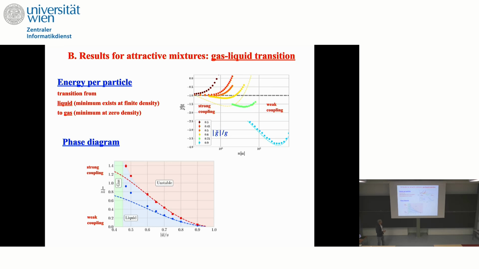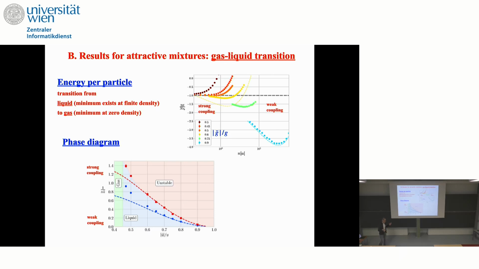Now, what happens instead for attractive mixtures? So when eta is negative, so you have attraction between the two components. Here we see that we have a transition from a gas, where the minimum exists at zero density, to a liquid. So here I show you the behavior of the density for different values of the ratio G tilde over G. So if the ratio is small, 0.3, these are the results, and you see that here the minimum is at zero density. So the system is a gas.